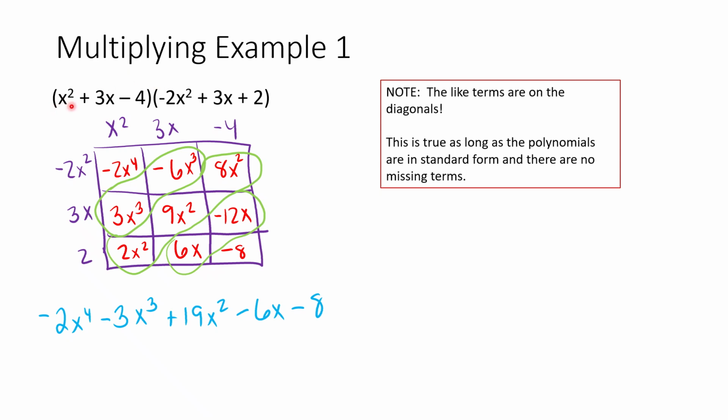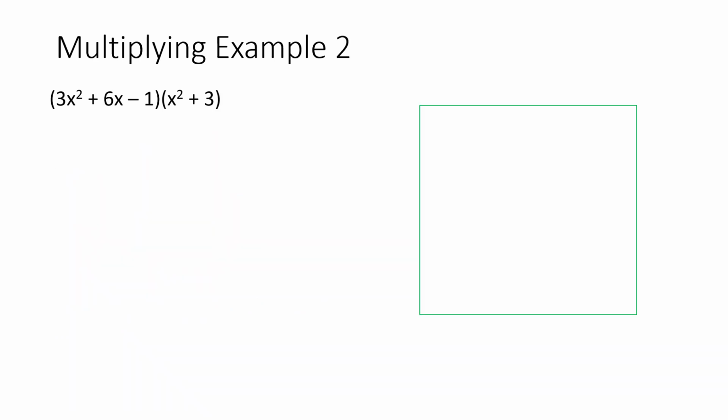Standard form means that your exponents are counting down. So we have 2, 1, 0 there. If they were jumbled up, then it would jumble up where they are in the rectangle. So they have to be in standard form, and you don't want to skip any. So you don't have any missing terms. We're going to take a look at that on the next slide.